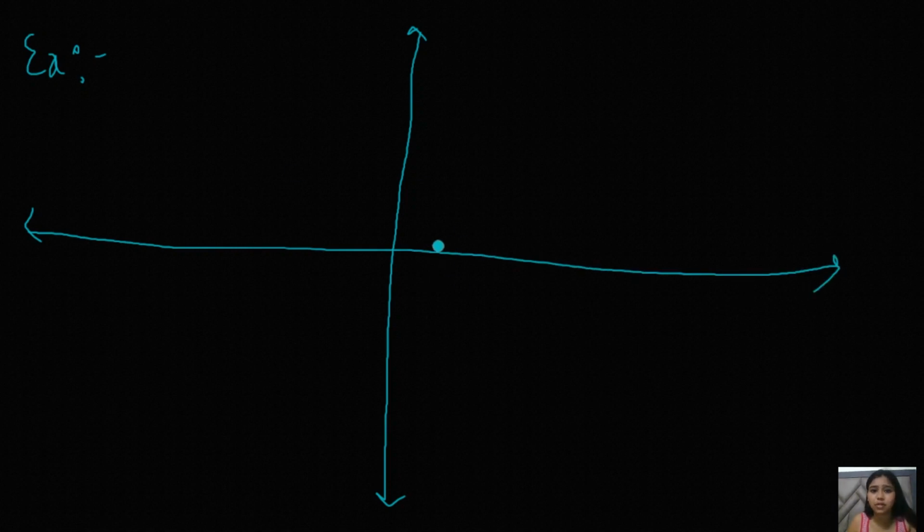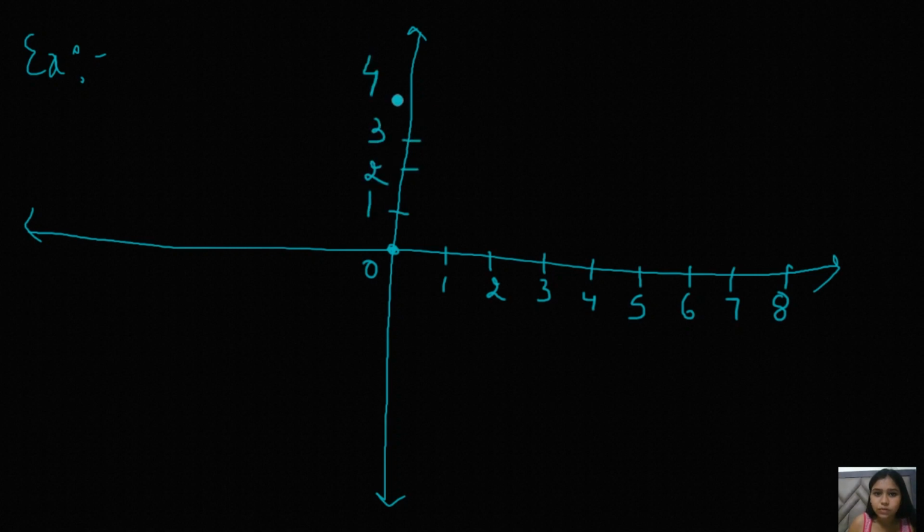Let's select a marker. This is the origin. 1, 2, 3. I'm trying to make equal distances. Okay, so like this you can plot. This is not plotting, this is just the formation of the axes, the formation of a basic Cartesian plane.